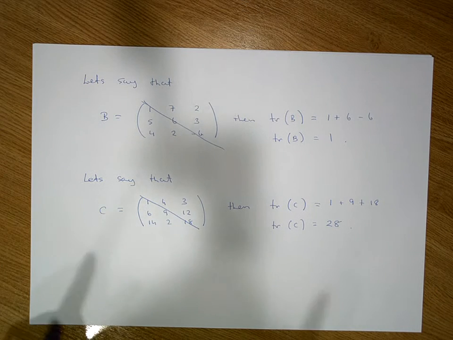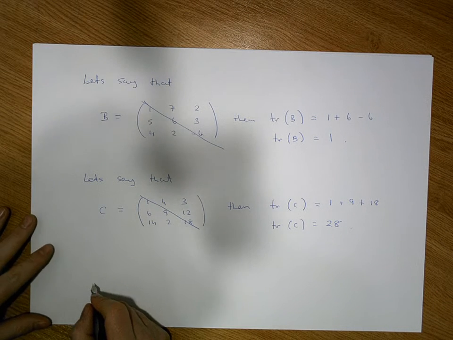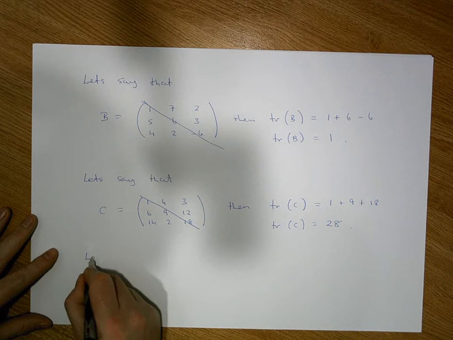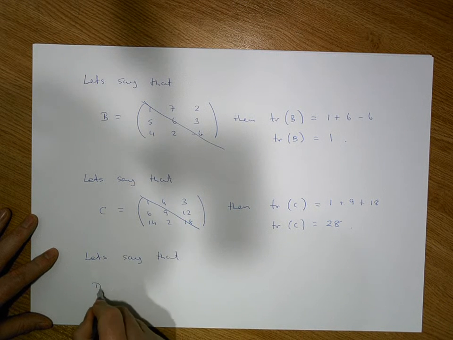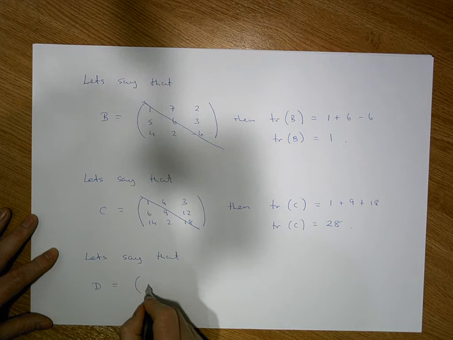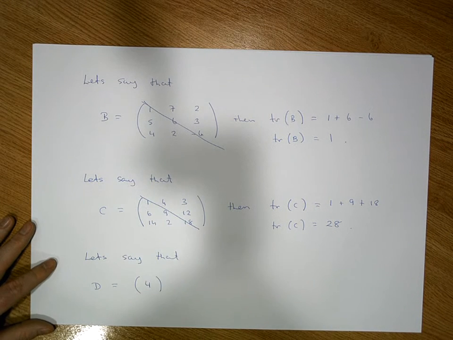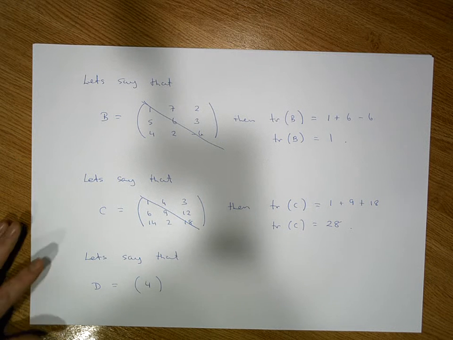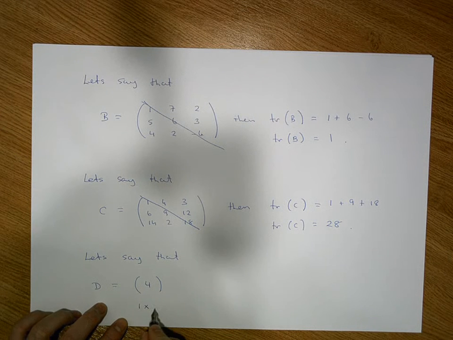Let me do one final example. Let's say we do a trivial case here. So let's say that D is the matrix [4]. This is an unusual looking matrix. Well, how many rows are there? There's one row. How many columns? There's one column. So the dimension of this matrix is 1 by 1.